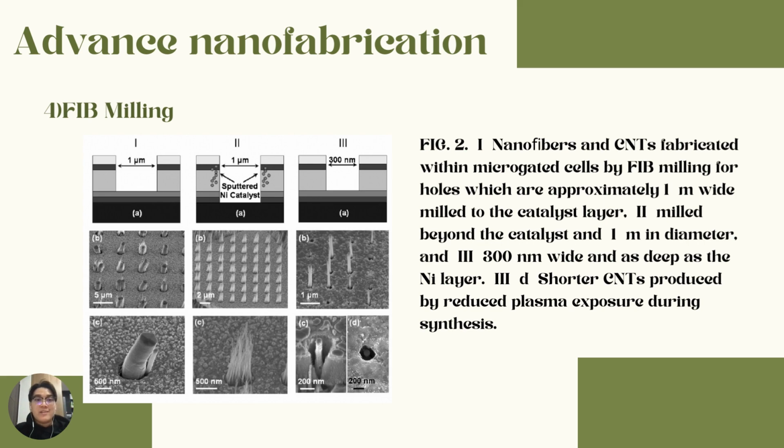And the next one, you can see the three images. The first one is nanofiber and carbon nanotube fabricated within a microgate cell by FIB milling, a hole approximately 1 micrometer milled through the catalyst layer. In picture 2, milled beyond the catalyst, 1 micrometer in diameter and 300 nanometers wide, and as deep as the nickel layer.